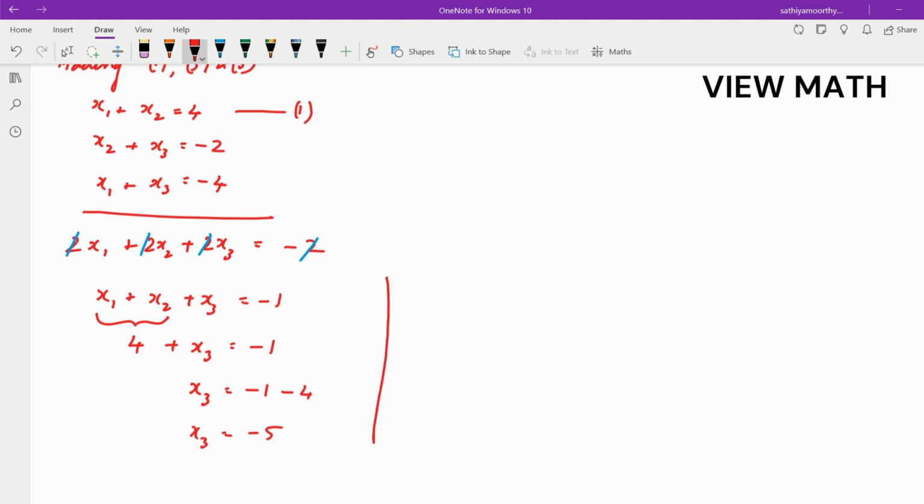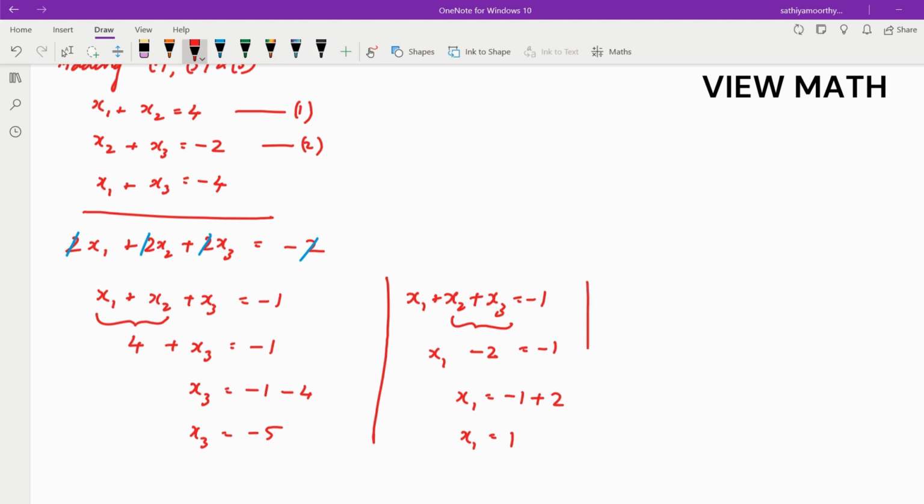Similarly, we know that x1 plus x2 plus x3 is equal to minus 1. Now x2 plus x3 is equal to minus 2. This is my second equation, that is x2 plus x3 is equal to minus 2. x1 as it is I'm writing, this is equal to minus 1. So x1 is equal to minus 1. Let me bring this 2 to the other side, it becomes plus 2. x1 is equal to 1.